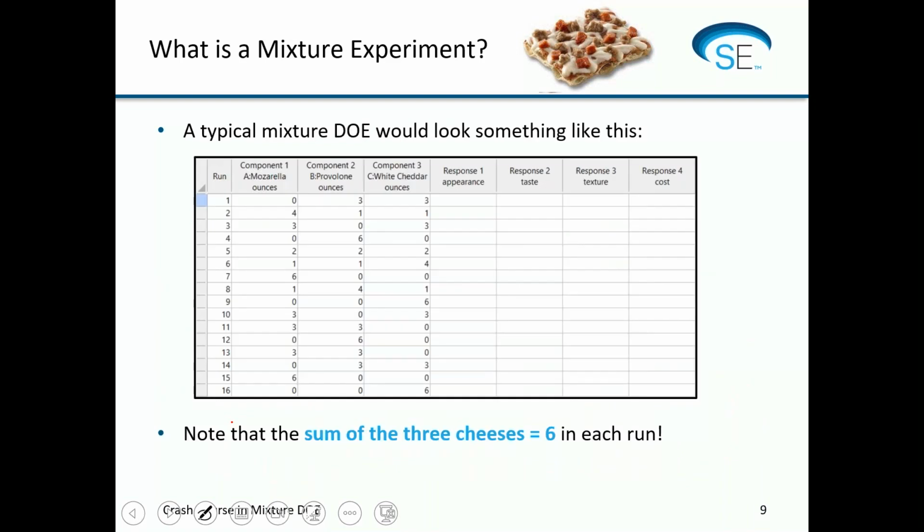So a typical mixture DOE would look something like this. Notice that in run number 1, I'm not putting in any mozzarella, but I'm putting in 3 ounces of provolone and 3 ounces of white cheddar. Run number 2 is a mixture of the 3 cheeses, which is mostly mozzarella. Once again, if you go through and add up each of these rows, you'll see that they add up to 6. That is, at the heart of it, a mixture experiment.